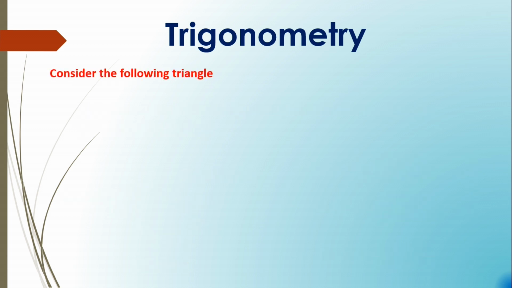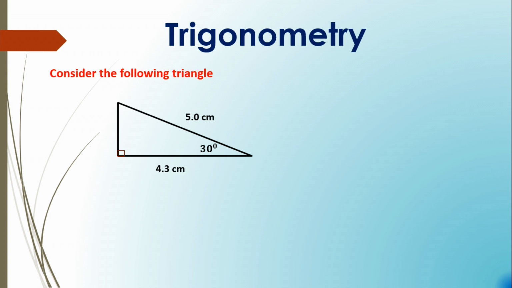Let's have a look at another triangle where we have an angle of 30 degrees. Of course, we are talking about a right angle triangle. In this right angle triangle, the hypotenuse is 5.0 centimeters. The adjacent side, which you already know now, is the side which touches the given angle. It is 4.3 centimeters. And the opposite side here, opposite of 30 degrees, is equal to 2.5 centimeters.